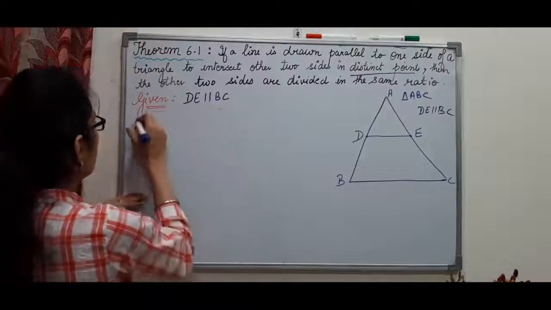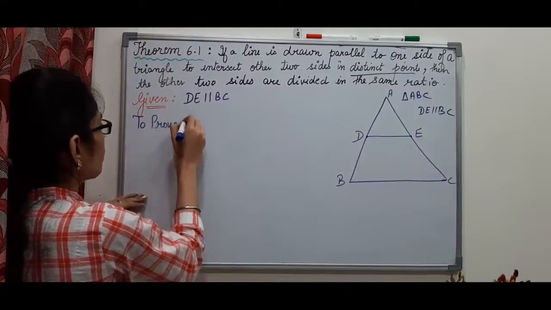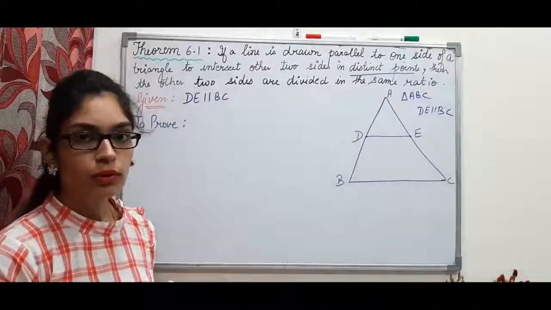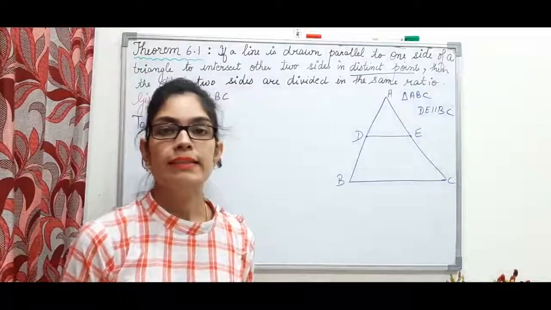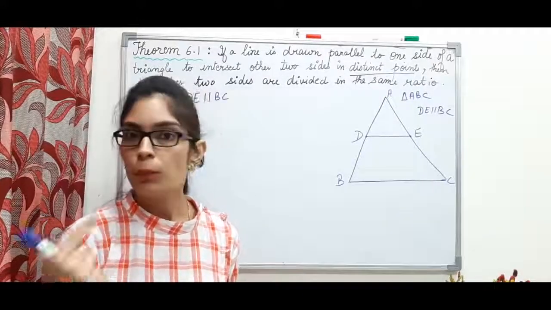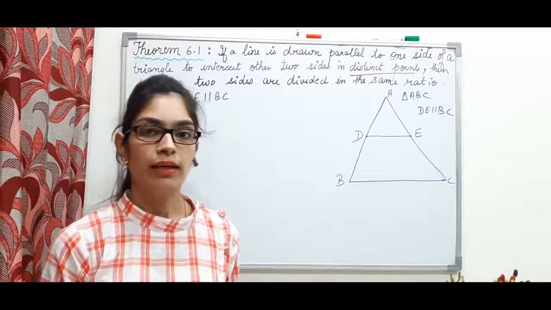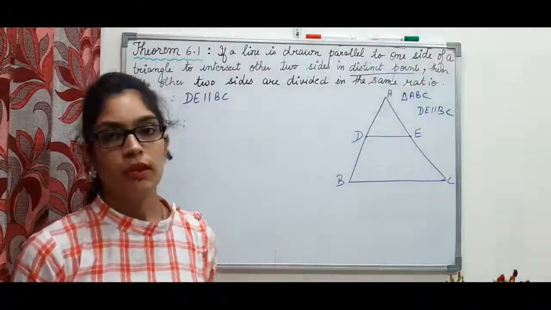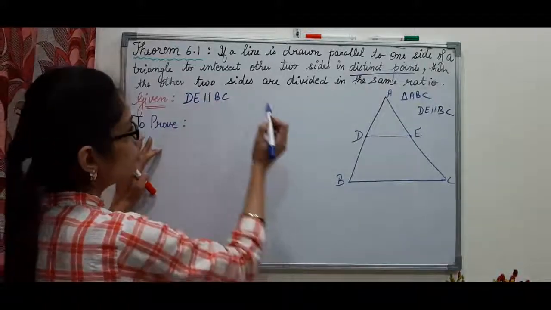Now let's see what they want us to prove. Three things you always have to write, or four things I can say. First of all, you have to write all the given things, then what you have to prove in the theorem. Then at the end you have to write if you are doing any construction while proving this, and then you can start by writing proof.